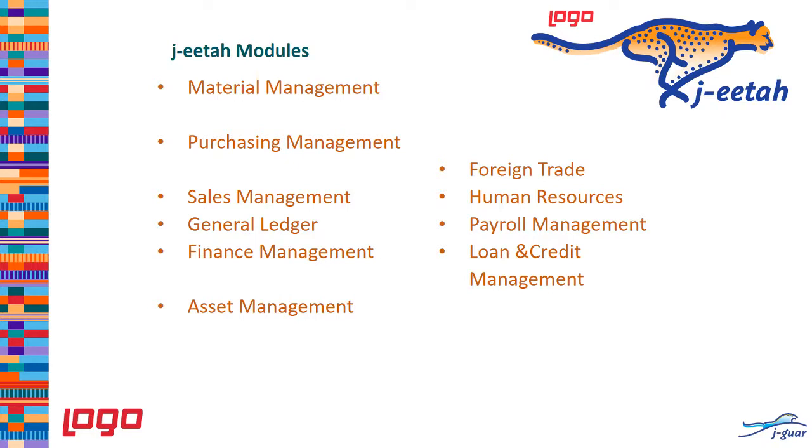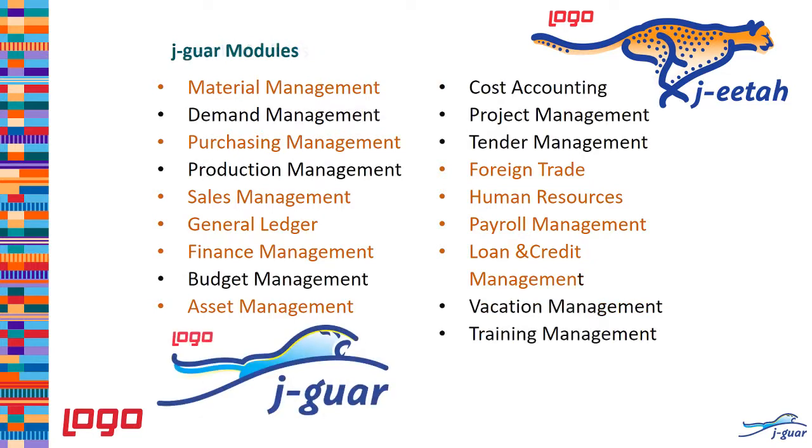So when we are talking about J-Guar, it is the addition of the blacklisted modules to the application. So the more sophisticated modules will be listed, more users, bigger enterprises will be coming down here. So demand management, production management, budget management, cost accounting, project management, tender management, vacation, and training management are listed.